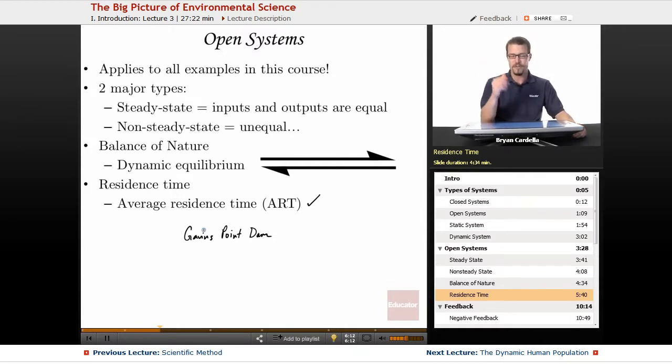But for the Gavins Point Dam, if we wanted to calculate the average residence time of water in that dam, because we do have a flow of water into it and water leaving and eventually going downstream further, we can calculate that. So here's how it works. ART, average residence time, equals S divided by F. S is the size, like how much volume of water is in that dam. And then F is the rate of transfer.